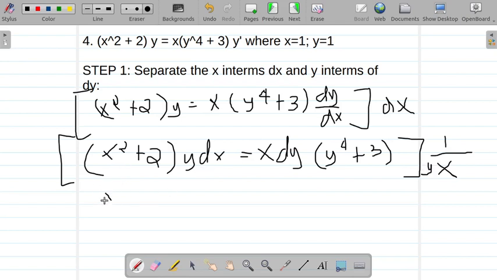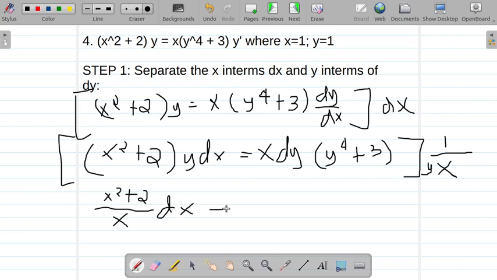x squared plus 2 over x squared plus 2y dx divided by y, x is just equals to x dx.